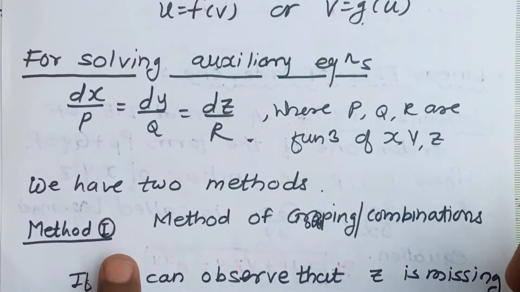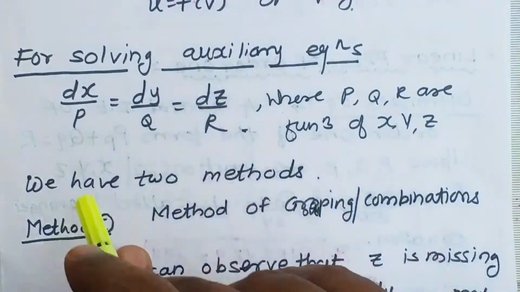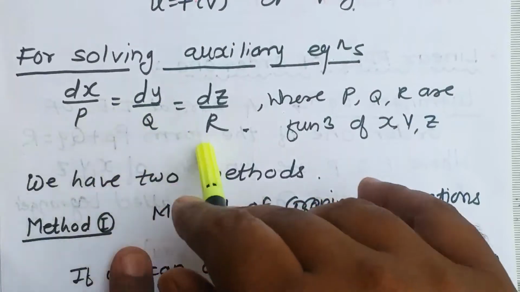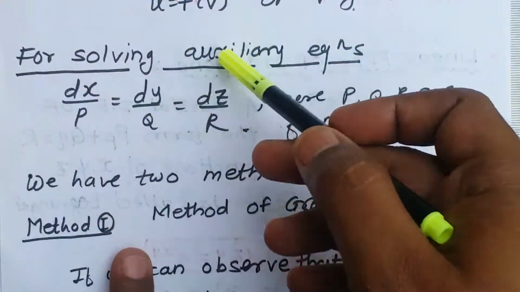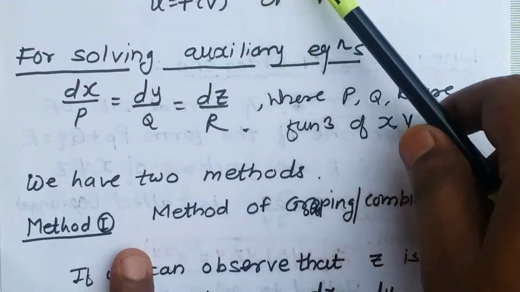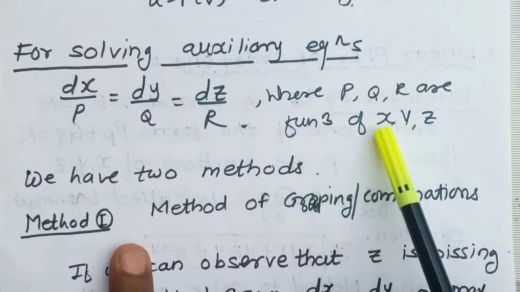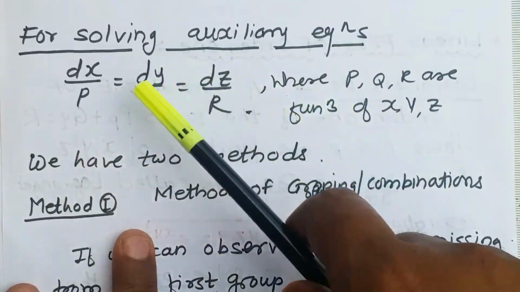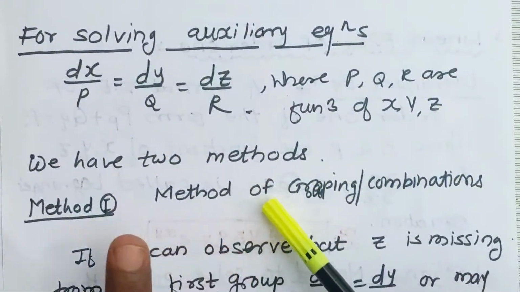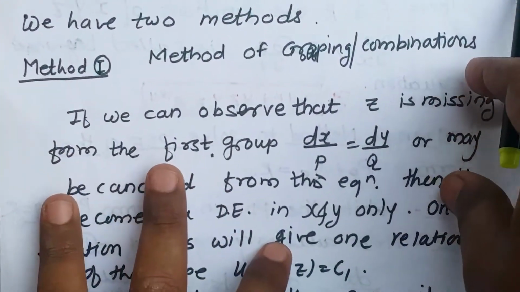Now we are going to discuss the method for solving auxiliary equations. So how to solve after this step. Okay, so far we have discussed how to get the auxiliary equation. Now after this, how to obtain the two independent relations u and v, that we are going to discuss. Here p, q are the functions of x, y, z. We have two methods to obtain two independent relations. We can use any one, whichever is applicable.